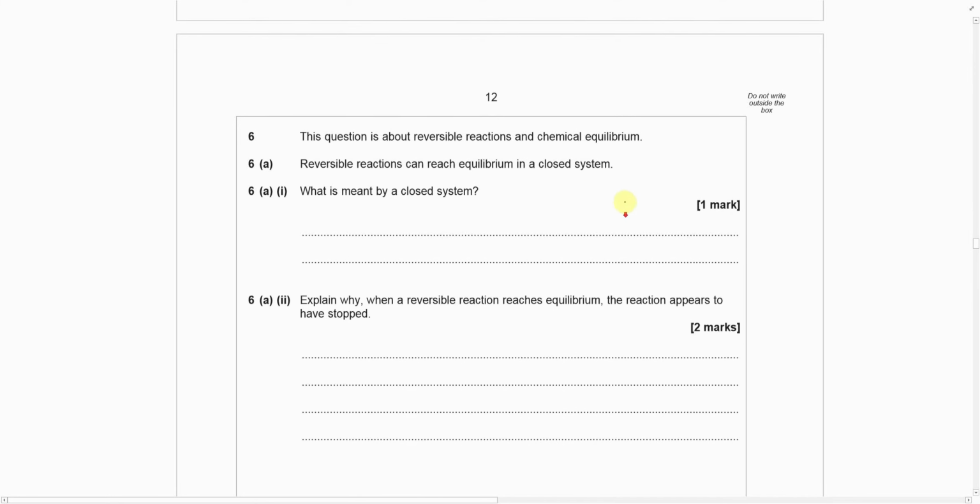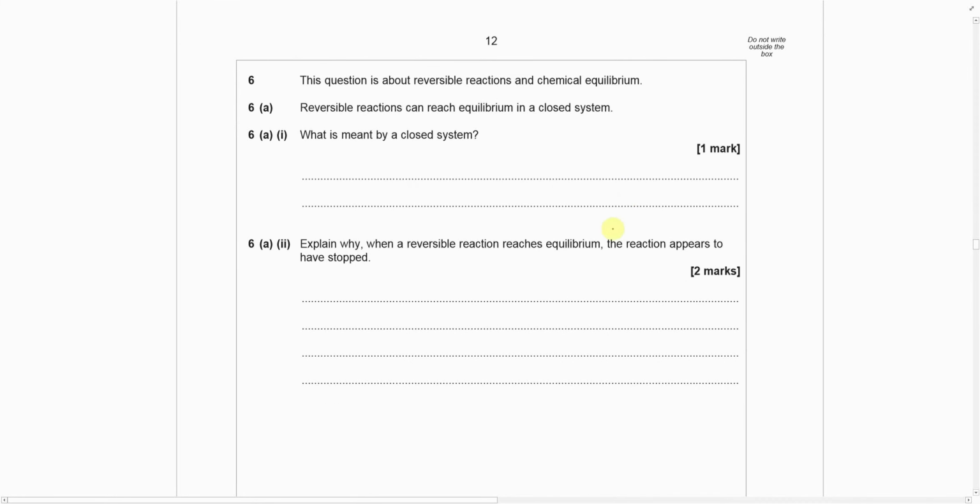Question 6. This question is about reversible reactions and chemical equilibrium. Reversible reactions can reach equilibrium in a closed system. What is meant by a closed system? So, closed system, basically just how it sounds. Nothing can leave or enter the system. So nothing can get in or nothing can get out.